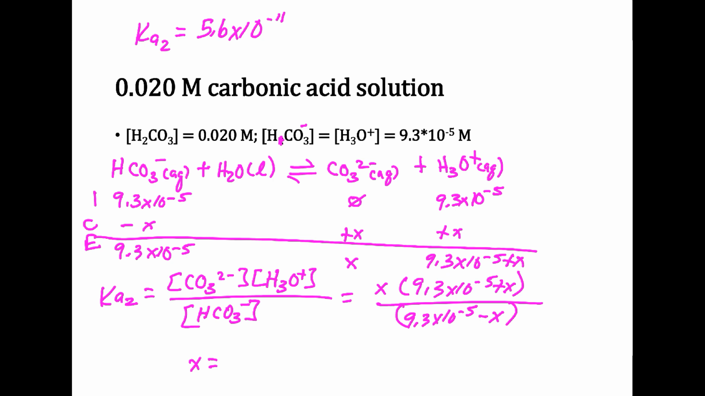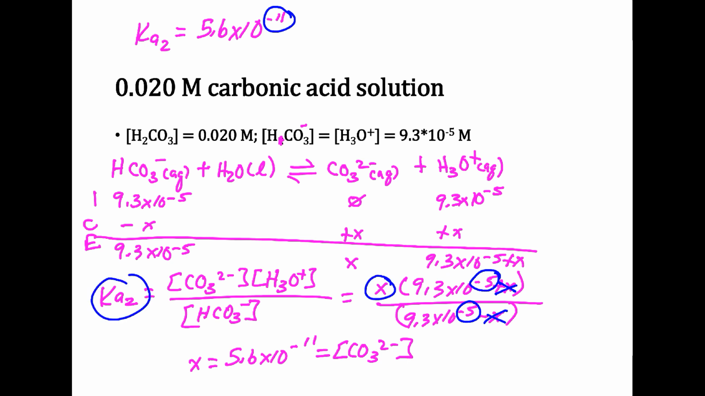So whenever we plug in, we'll end up seeing that x is equal to 5.6 times 10 to the negative 11th. And in this case, x is equal to the concentration of CO3 2 minus. So one of the nice things here is because Ka2 was on the order of 10 to the negative 11th, and both of these concentrations were on the order of 10 to the negative fifth, we can actually completely ignore these plus x and minus x terms. So then the 9.3 times 10 to the negative fifth cancels out in the numerator and denominator, and we're left with x is equal to Ka2.